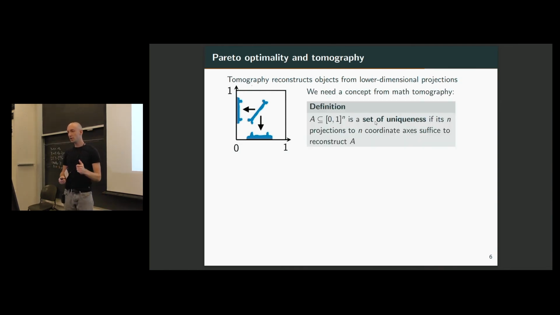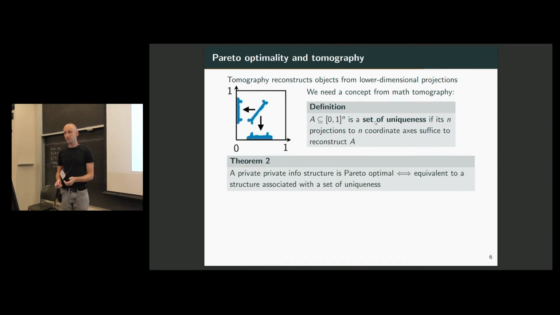And we need the following notion from mathematical tomography. A subset A from the n-dimensional unit cube is a set of uniqueness if this set can be uniquely reconstructed from its n-coordinate projections. So formally, we look at the Lebesgue measure restricted to this set, and we compute its one-dimensional marginals. And the set is the set of uniqueness if there is only one set, up to, of course, zero measure, up to zero measure that leads to these projections.